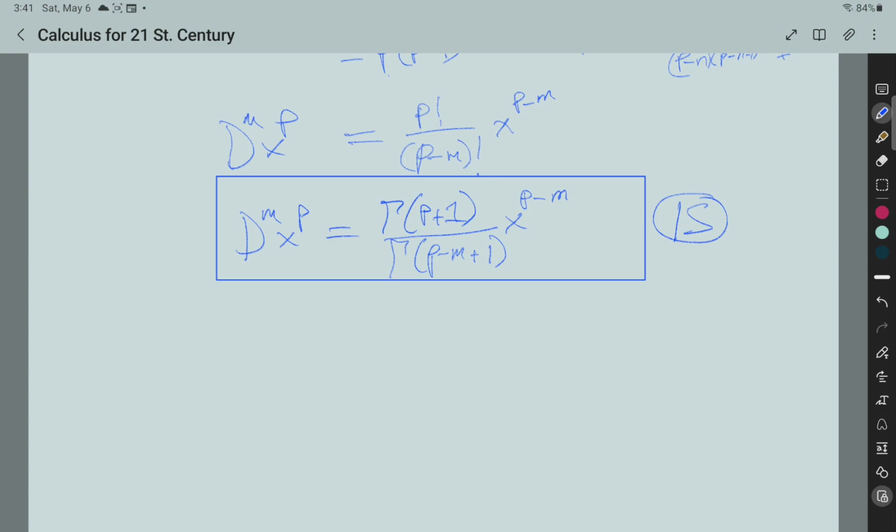Notice here's another remark too, is d^m on x to the p power is equal to 0. That is equal to 0 when the value of m is greater than p.